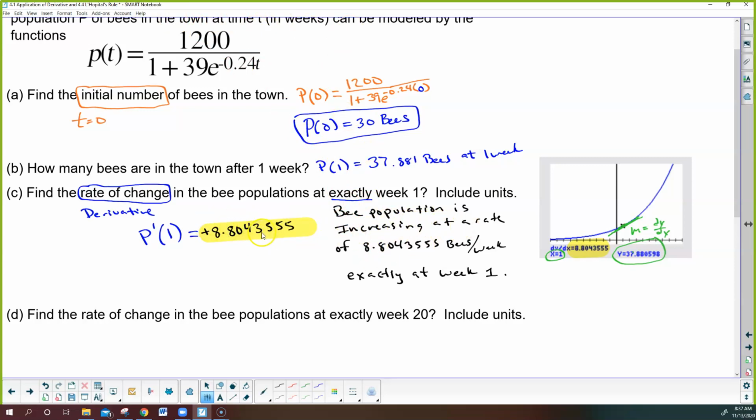I gave the rate. Now, if this was a negative, then I would keep the numbers, and instead of saying increasing, I would say decreasing. But I wouldn't say decreasing at a negative. All right, so we just say increasing at a positive, and then I gave the units, bees per week, but then I told them exactly where that was happening.